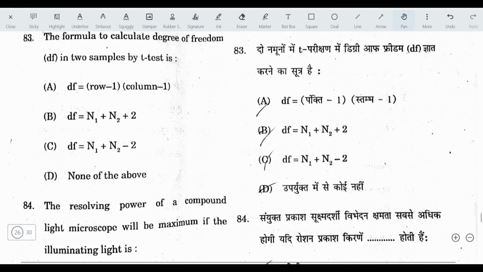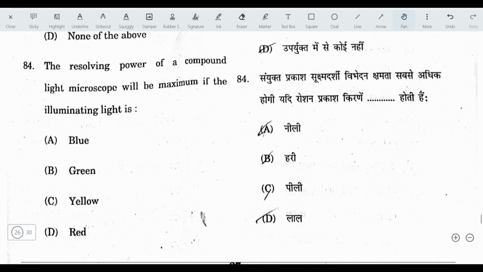Next question: the formula to calculate degree of freedom in a two sample t-test is degree of freedom equal to n1 plus n2 minus 2. Sorry, the answer is 3. Answer is C option. Next question: the resolving power of a compound light microscope will be maximum if the illuminating light is blue, because it has shorter wavelength than green, red or yellow.